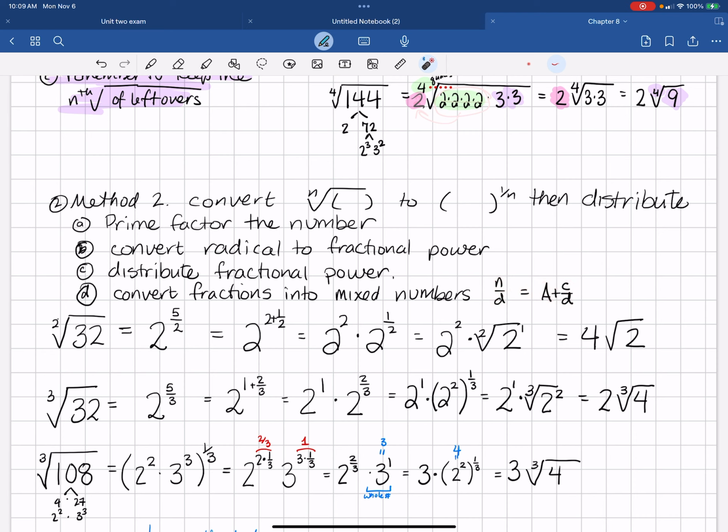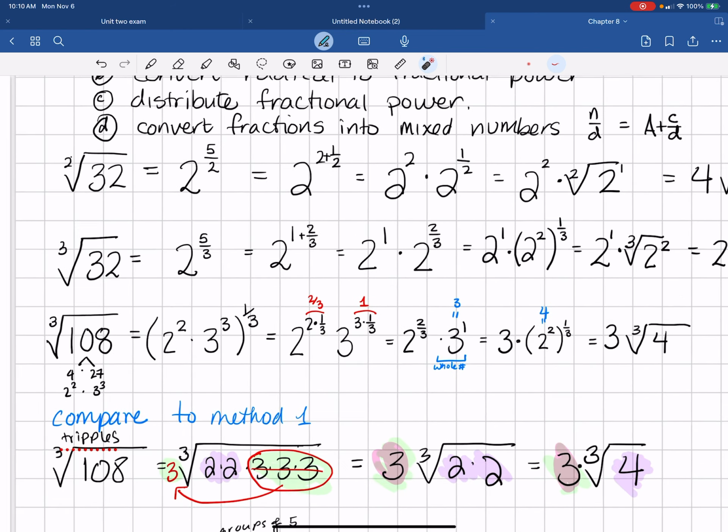So for example, square root of 32. 32 is 2 to the fifth. So this is 2 to the 5 halves. And then you go 5 halves is 2 plus 1 half. And so this 2 to the 2 plus 1 half becomes 2 to the 2 times 2 to the 1 half. And that is just 2 squared, but 2 to the 1 half is square root of 2. So we have 4 square root of 2.